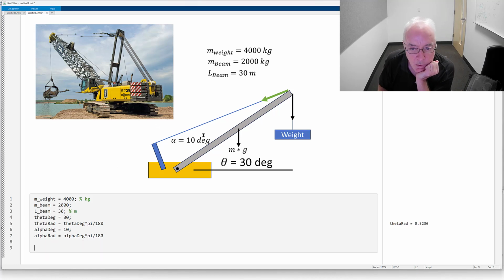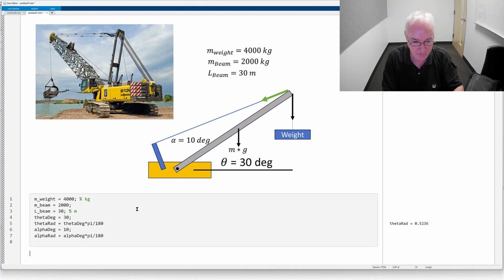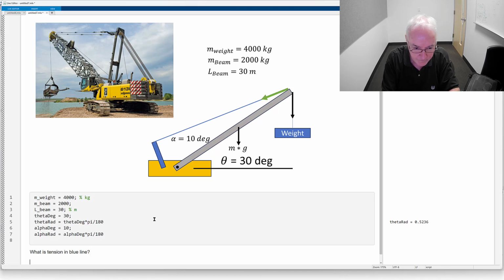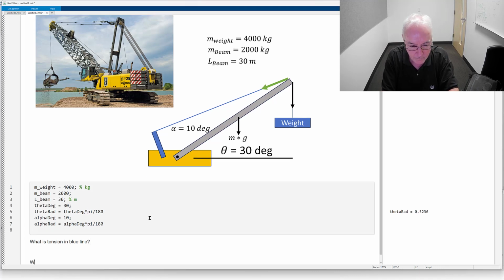Now, the questions that we've been asked to solve are, what's the tension in the blue line, but also what's the force acting on the bearing, right? I'm going to capture those questions right now. What is the tension in the blue line? What is the force, let's call it the reaction force, at the beam pivot bearing?